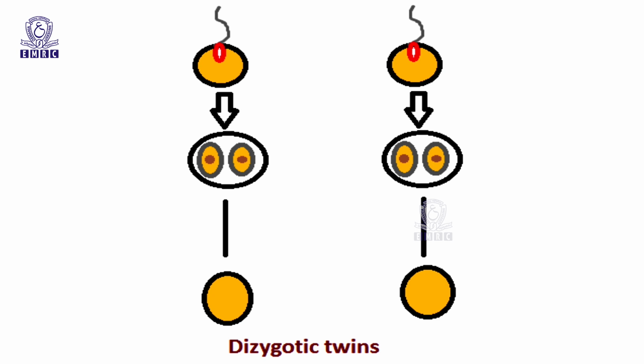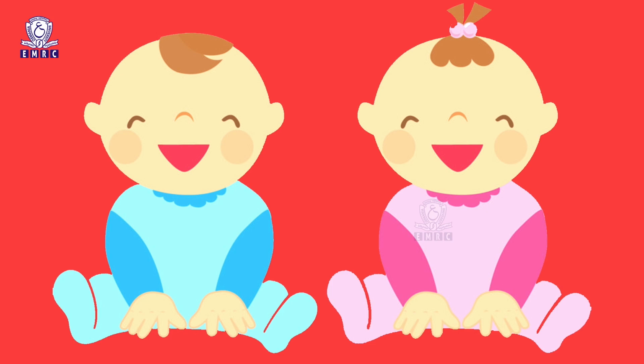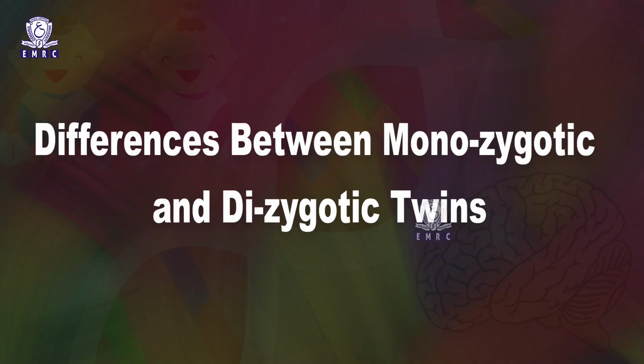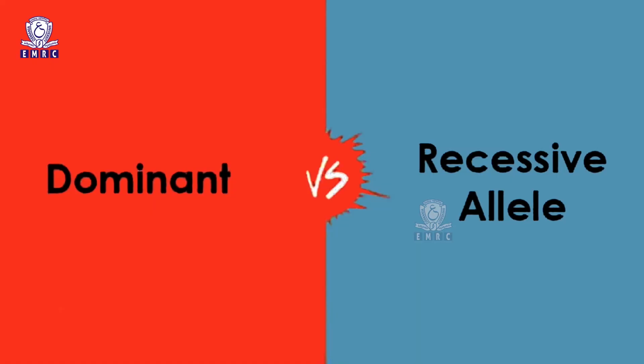Most twins are fraternal or dizygotic, who develop from two separate zygotes. These fraternal twins may resemble each other like brother and sister, but they will also be different from one another in many ways. Differences between monozygotic and dizygotic twins. Genes can be dominant or recessive.